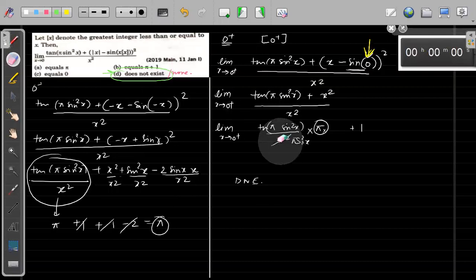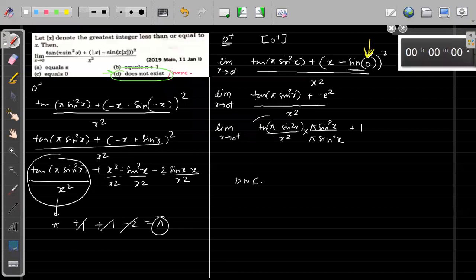Gautam, it is very simple, beta. One step I have missed and then you are not able to understand. See, this is sine square x by x square into pi sine square x divided by pi sine square x. This whole thing will become 1. Right? This whole thing will become 1. Sine square x by x square will become 1. Now you understood? Now everything is clear? Okay.